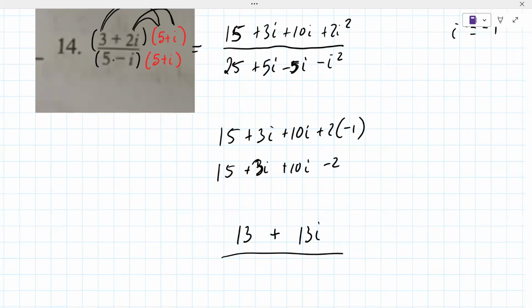So let's take a look at that now. 25 plus 5i minus 5i. i squared is really -1. And 5i and -5i should combine to 10i, or -10i.